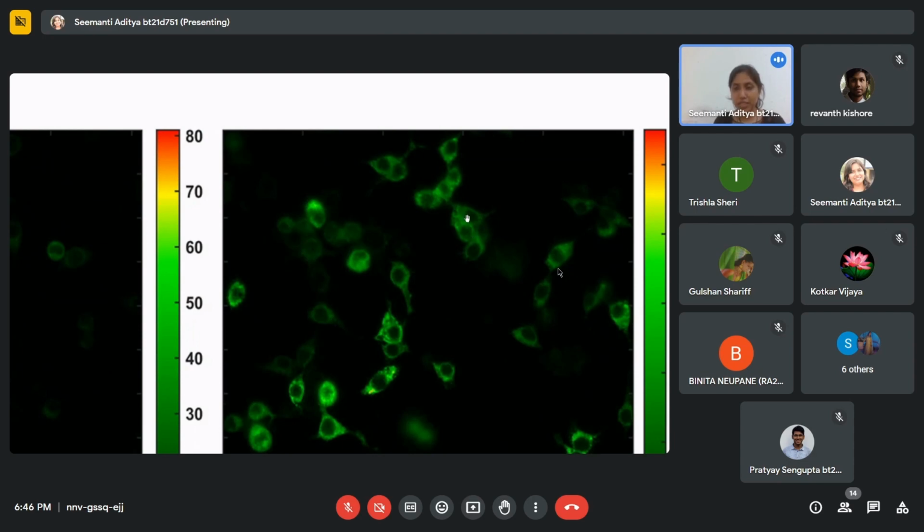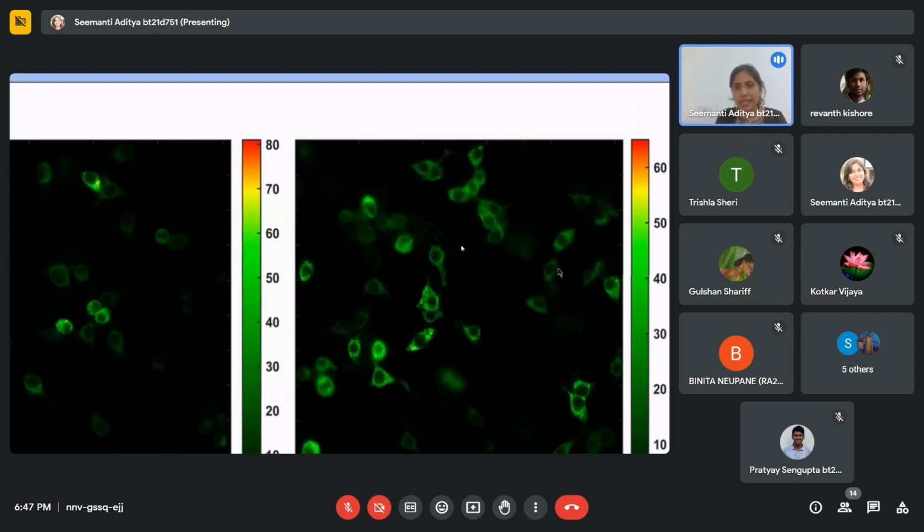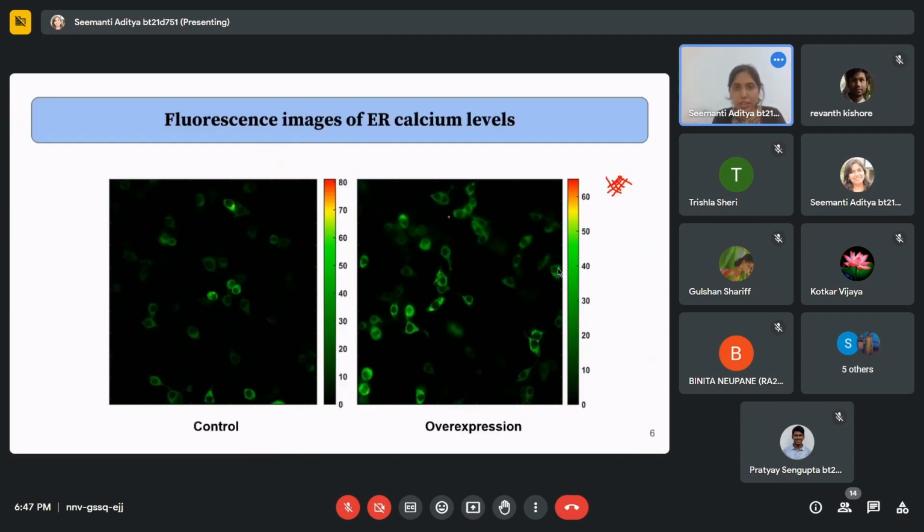I don't know whether you are able to see it, but it is not going to be a continuous structure. It is going to be mesh-like. So it's going to be like this mesh region, and then you can understand that this is some endoplasmic reticulum you're imaging. This is the endoplasmic reticulum that I had imaged from control and overexpressed cells, and we can see that there is an increase in fluorescence intensity.